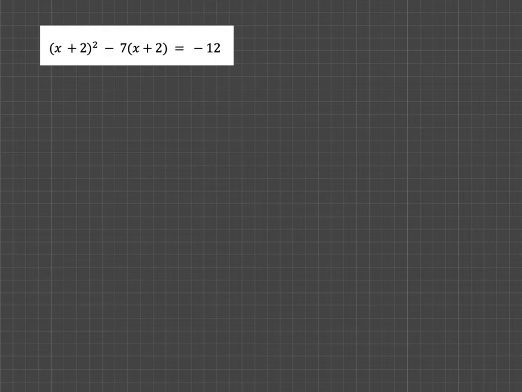Okay, this one also has a quadratic form. It's a little bit different. First thing is, let's add that 12 to both sides. So we've got x plus 2, that whole quantity squared, and then we have 7 times x plus 2. And then let's add 12 to both sides, and so that gets us 0 on one side.